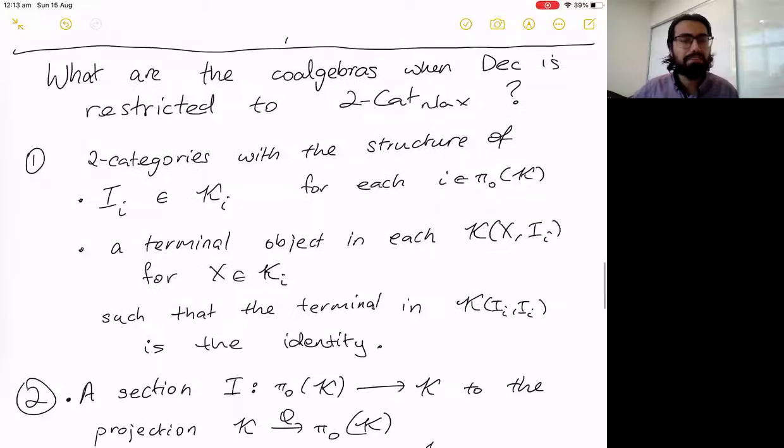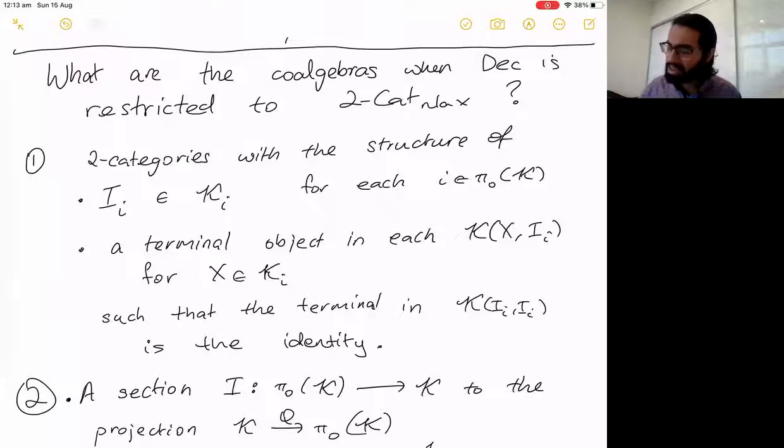So the question then is, what are the coalgebras when DEC is restricted to 2 categories and normal lax functors? I'm going to give 2 characterizations of these coalgebras, and they'll both have a similar flavor to the characterization of coalgebras when DEC is restricted to cat.